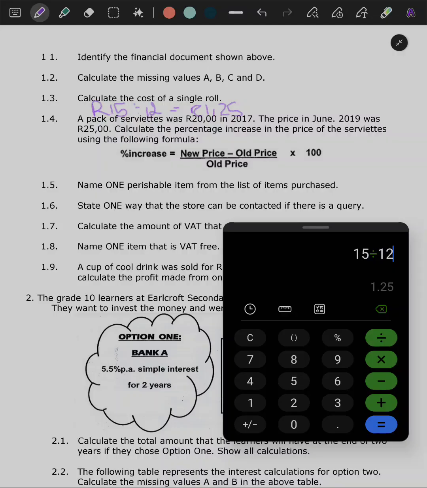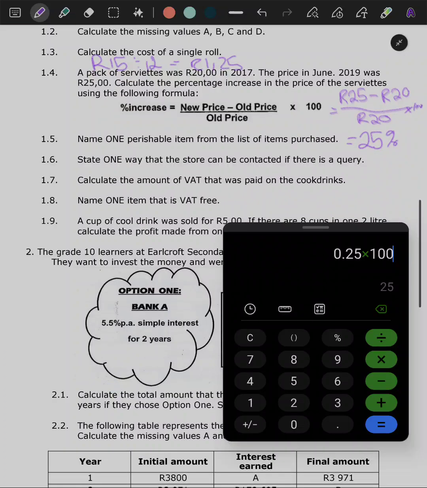You can be expected to know this formula as well. How do we find percentage of increase or percentage change? But in this case they do tell us. So first one is the new price. The newer price is the 25 Rand minus the old price, which was 20 Rand, over the older price, which was 20 Rand, and then we're going to say times 100. And if we do that, we're going to get 5 Rand divided by 20 Rand, and then we times by 100, 25%.